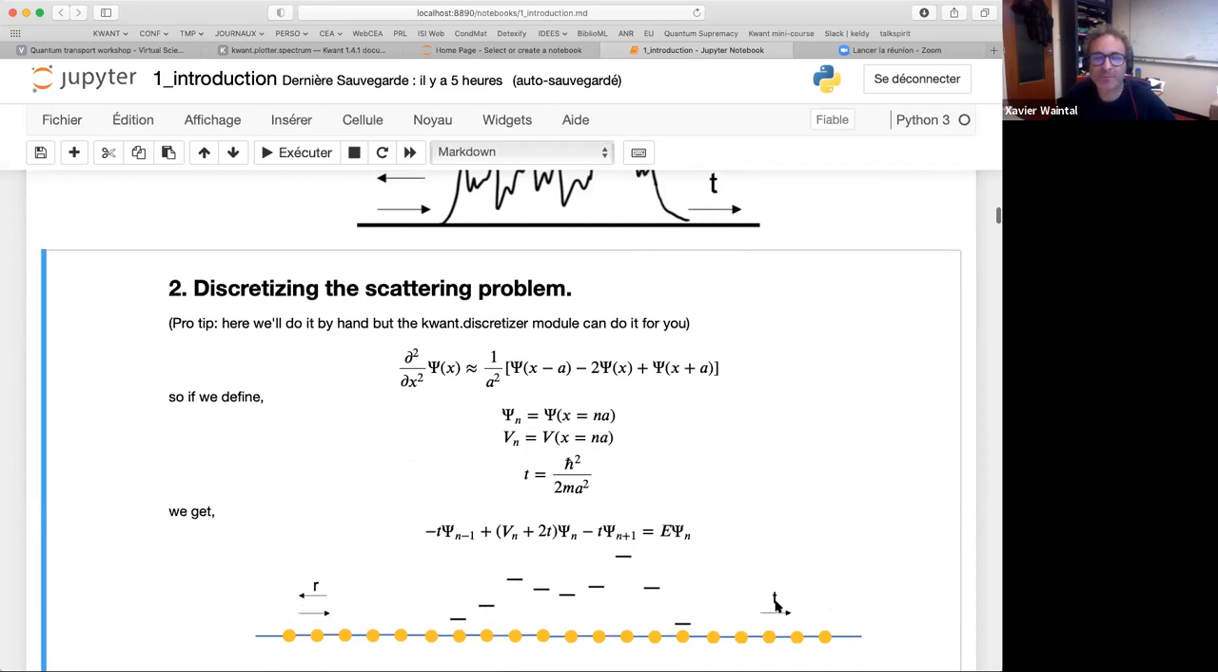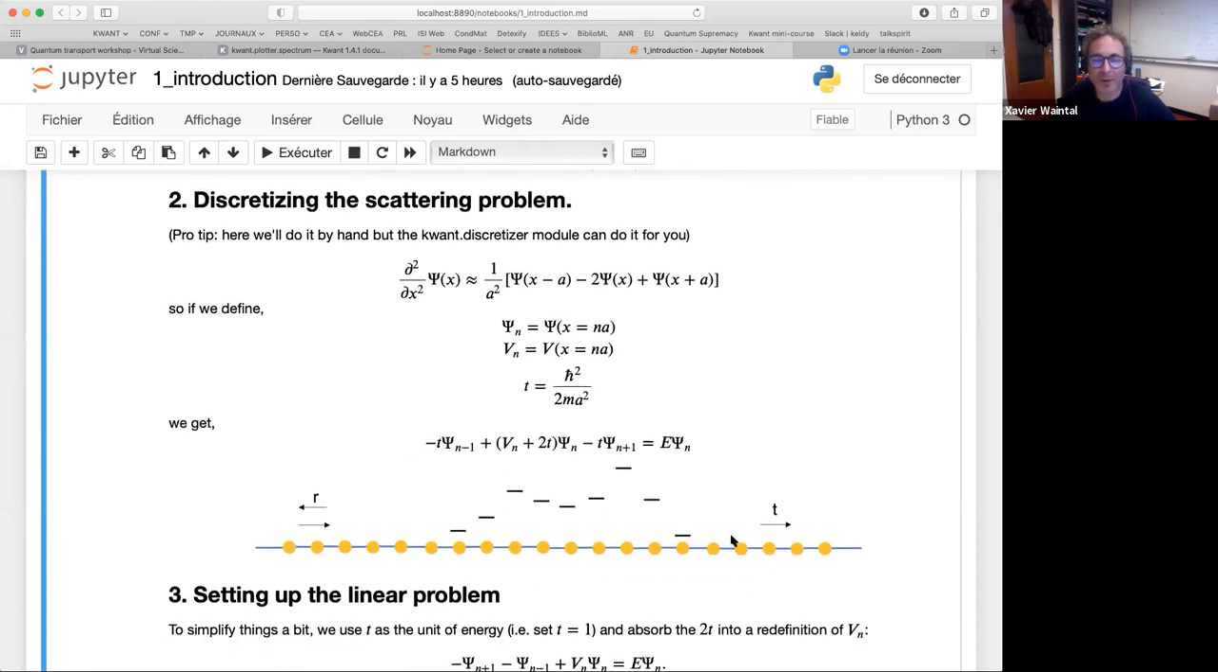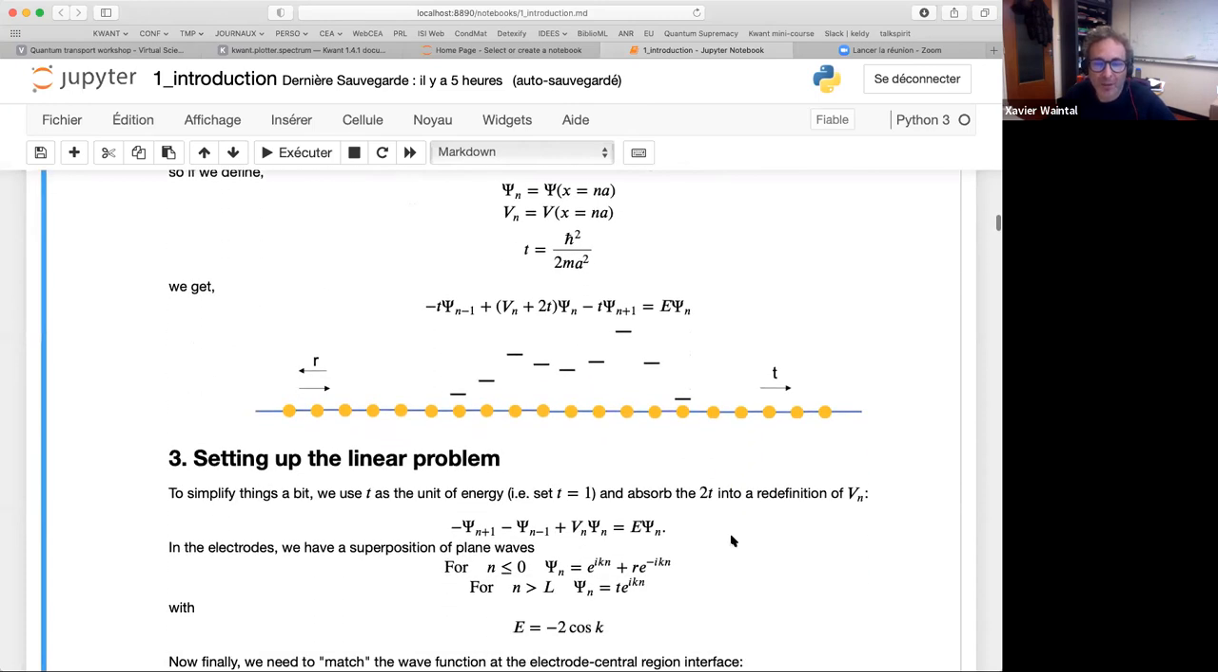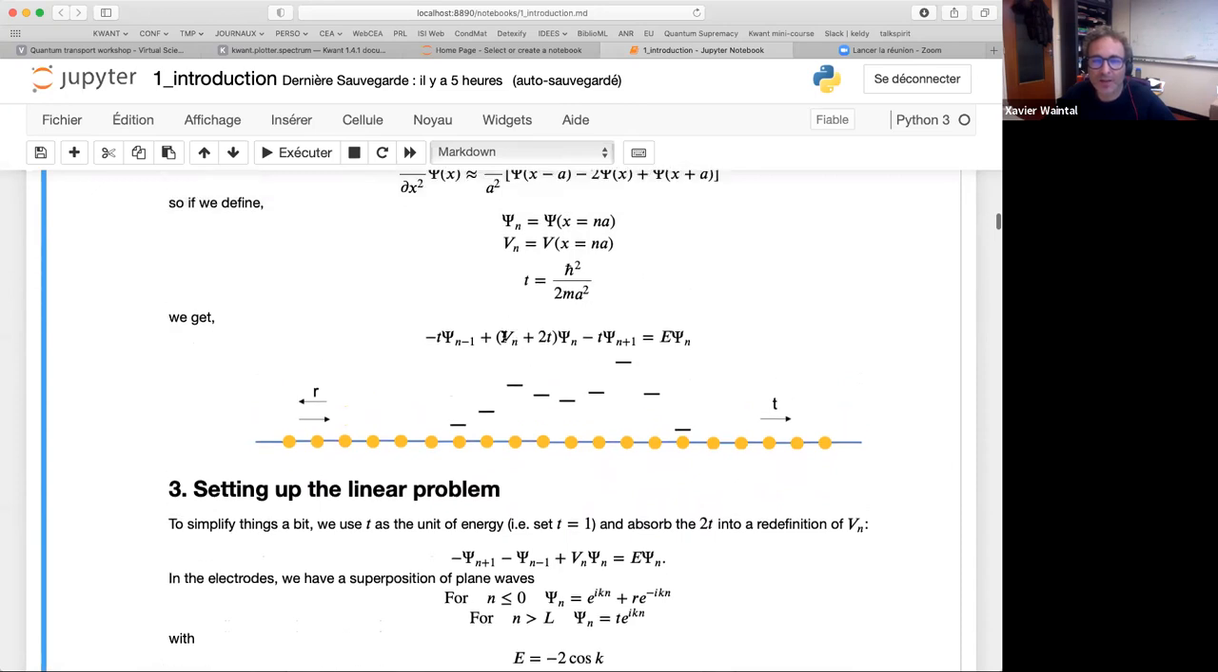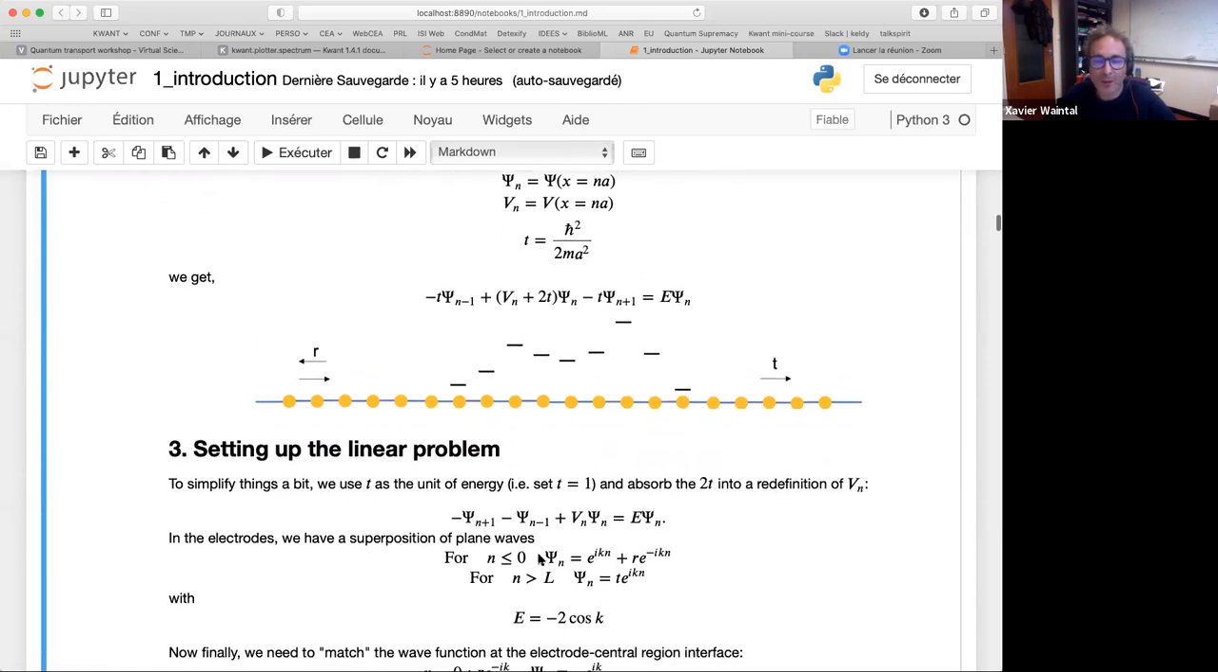So now instead of a potential which varies continuously, it varies in a discrete way, and I still have plane waves here and there. Now that I have discretized my problem, I need to solve it. First, let me rewrite it slightly. I absorb this 2t inside V n, so V n is now a new V n, not the same one. I also put t equal to 1, so I write all the energies in units of t. It's easy to solve this problem on the left-hand side, where the potential is 0. I essentially have plane waves, exponential ikn or exponential minus ikn, and I can have any linear combination of these two.